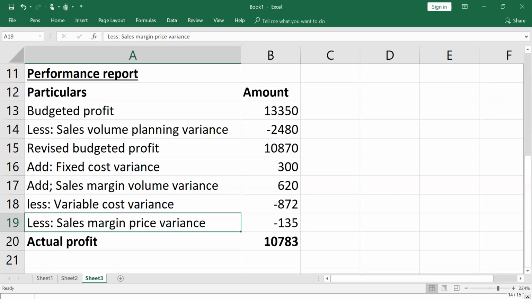Any doubts on this? Okay, the problem is almost over. I just want to discuss that balance part. Just 2 minutes, we'll discuss that and end the session. Any doubts on this? 10,783. Clear? Okay.